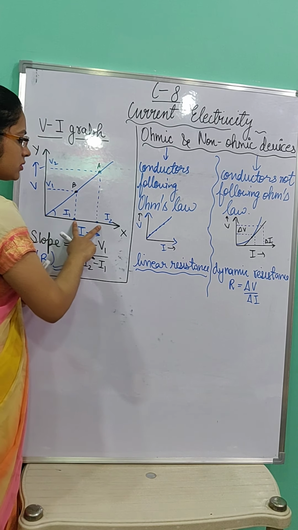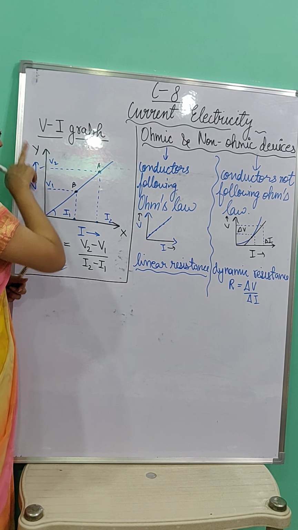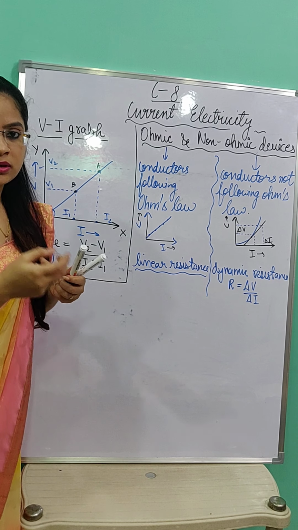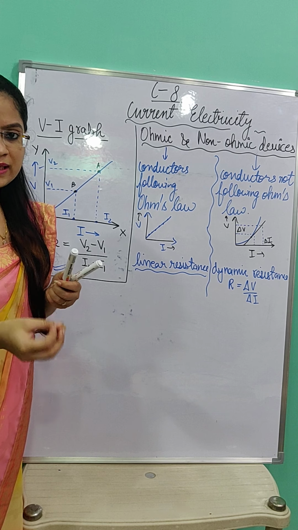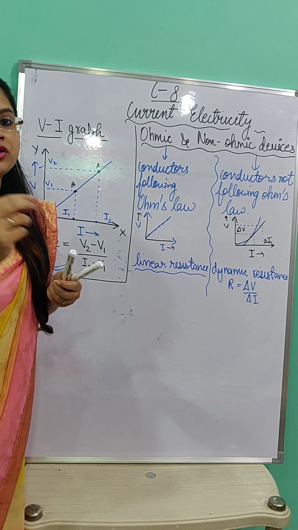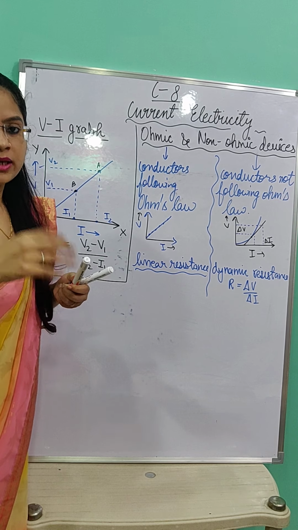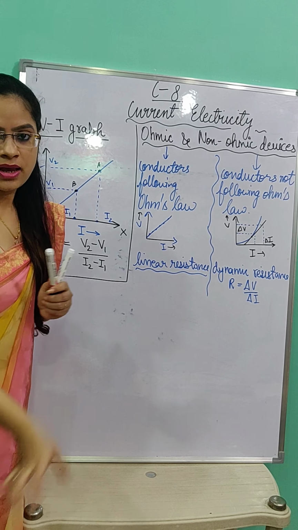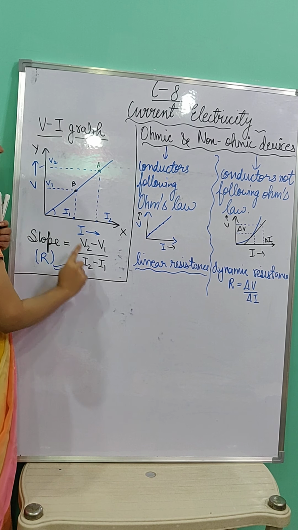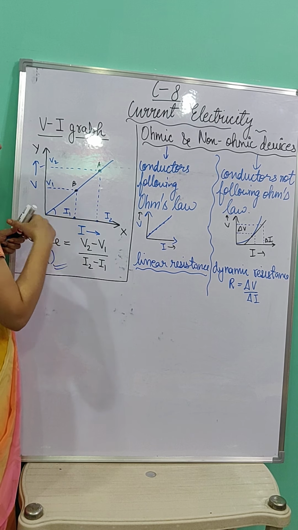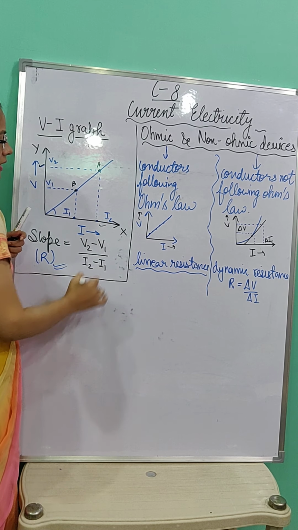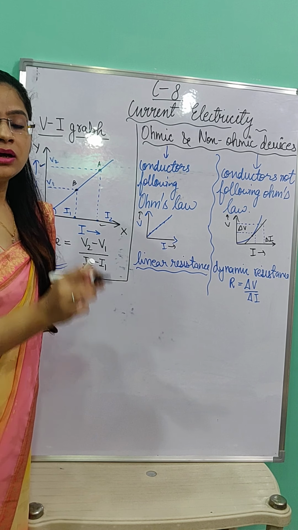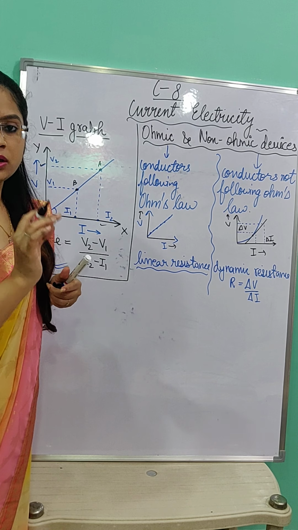we will get two values, I1 and I2, and similarly on the voltage axis we will get V1 and V2. Now you already know how to calculate the slope. The slope of any graph is given by y2 minus y1 upon x2 minus x1. That means, in general, the difference between the y-axis values upon the difference between the x-axis values. So we can write here V2 minus V1 upon I2 minus I1. Whatever value comes here will represent the resistance of that particular wire.